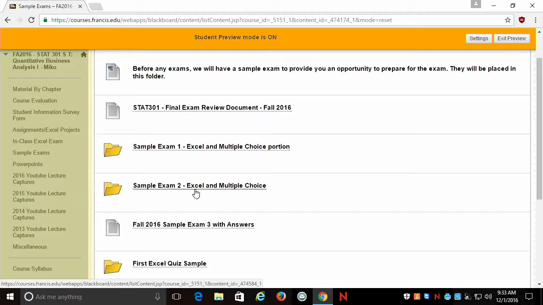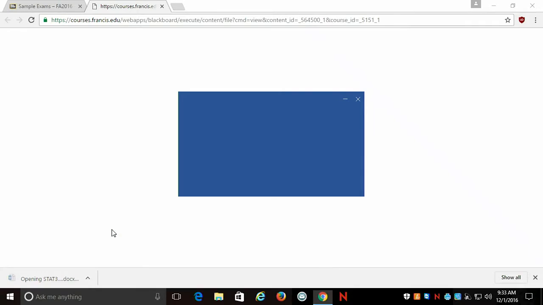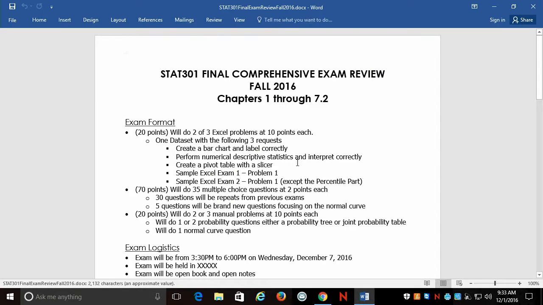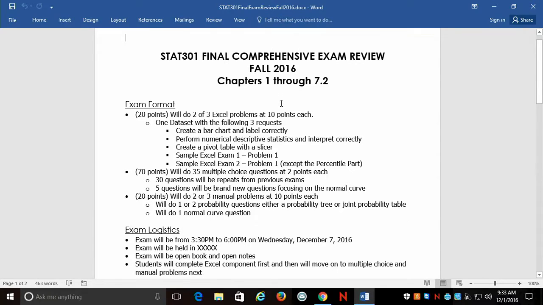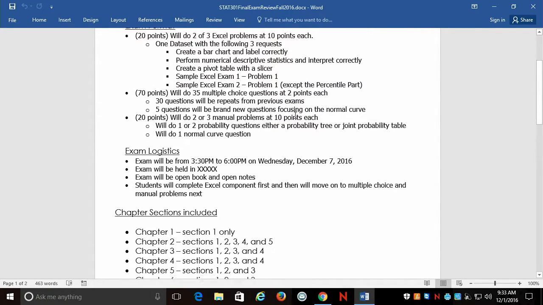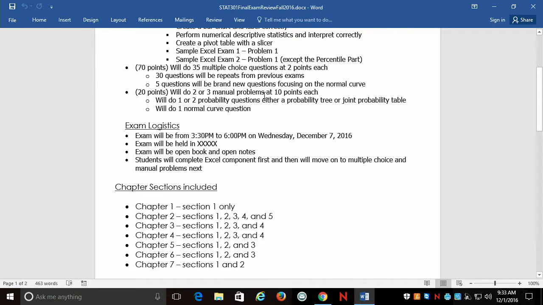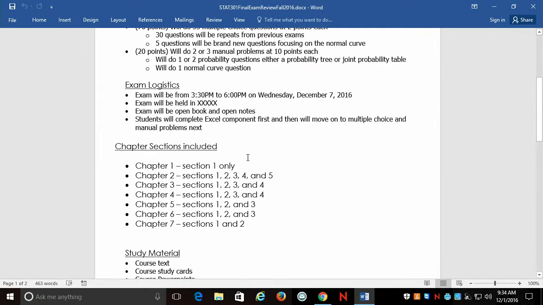Let's go to Blackboard and go under sample exams, and at the very top, I put together a document called the Stat 301 Final Comprehensive Exam Review Document, chapters 1 through 7.2. I have a lot of information on here. Let's take a look at it. First, let's start at chapters, sections included, which is the second thing down here. Chapter 1, section 1 only.